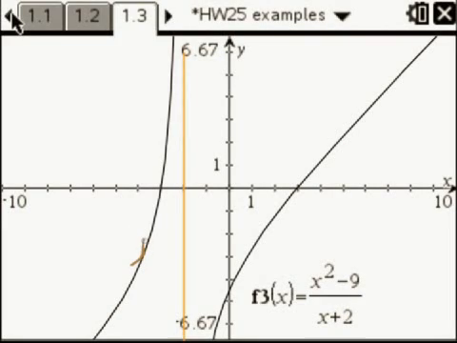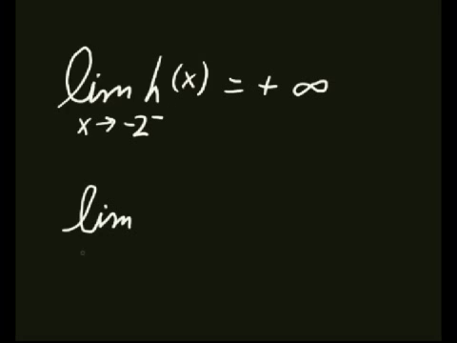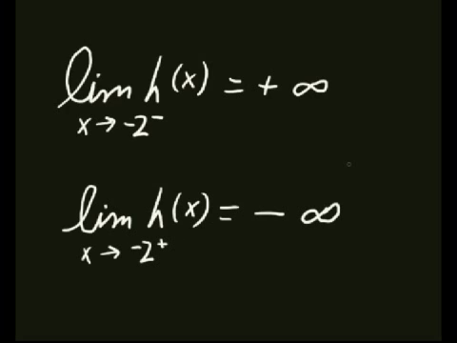In h of x, our vertical asymptote was at -2. You can see if we approach that from the left, the limit of this function as we approach -2 from the left is positive infinity. As we approach it from the right, it's -infinity. And I need you just to be able to write that out formally. So the limit of h of x as x goes to -2 from the left is positive infinity. And the limit of h of x as x approaches -2 from the right is -infinity.